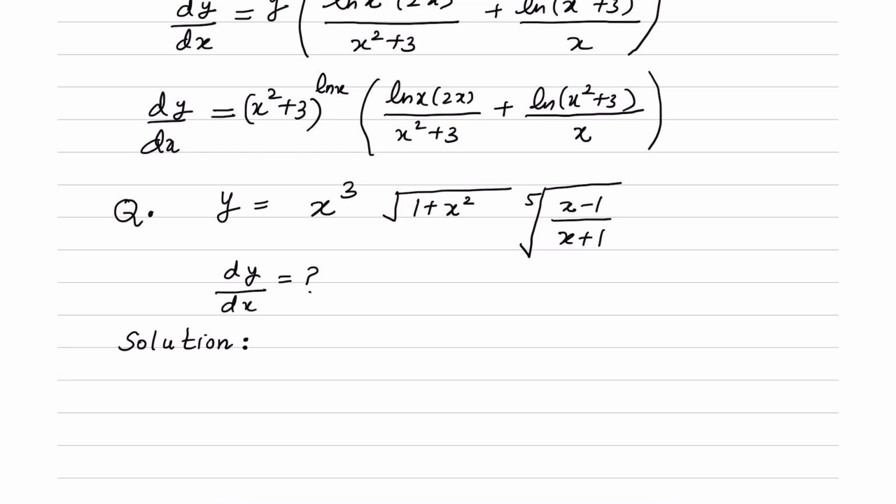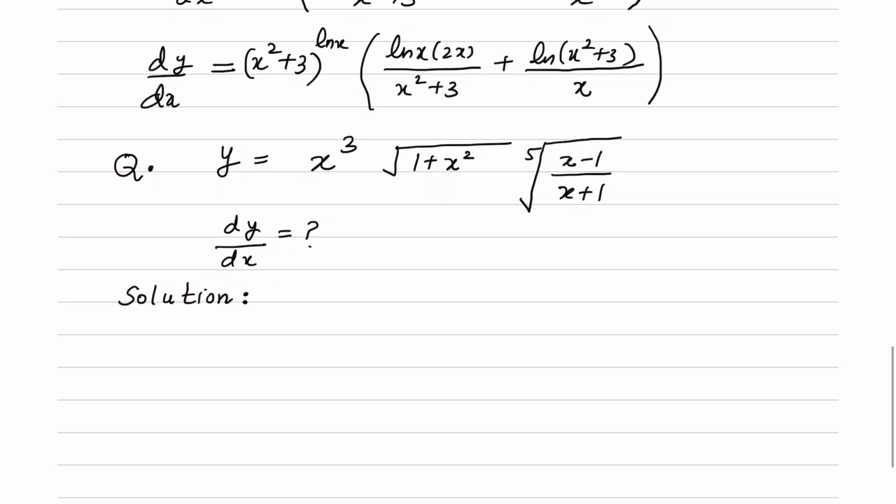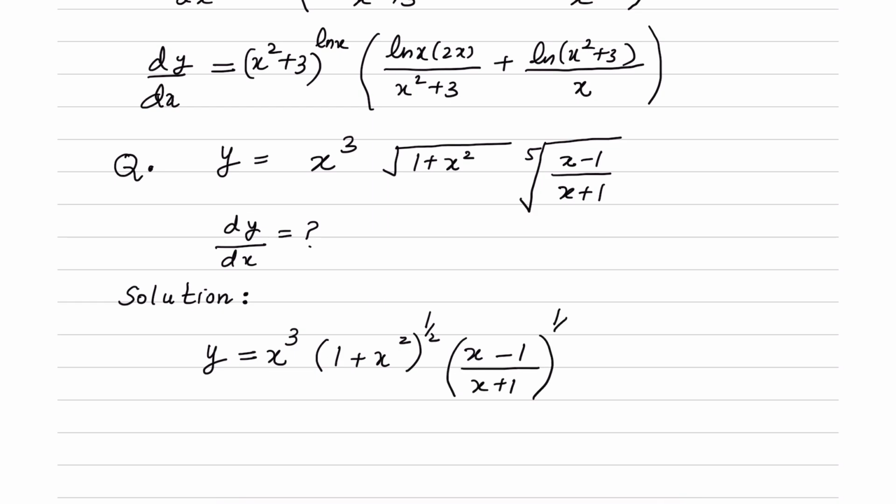Let's find the derivative of this expression y equal to x cube into (1 plus x square) square root into (x minus 1 divided by x plus 1) whole power 1 by 5. And we have to find the derivative of this expression by logarithmic differentiation. First, we will write this expression in a bit simplified form. y equal to x cube into (1 plus x square), and the square root could be written as whole power 1 by 2, into (x minus 1 over x plus 1) whole power 1 by 5.